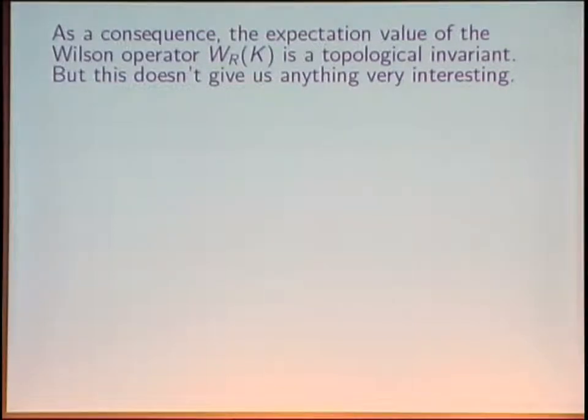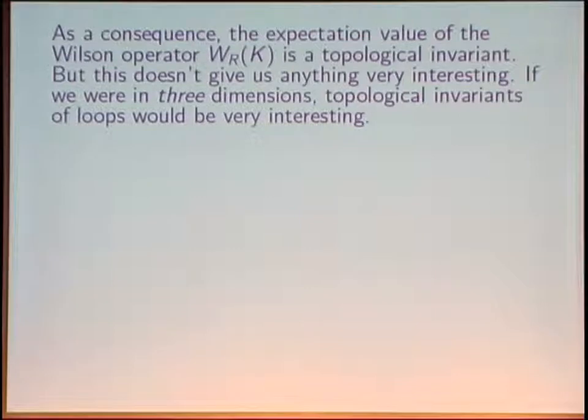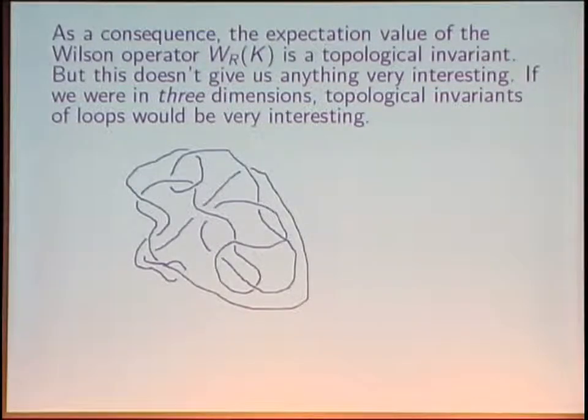Now, because of the facts I've said, the expectation value of the Wilson loop operator, W_R of K, for any loop K and any representation R, is a topological invariant. But that's not interesting in the setup I've explained so far. If we were in 3 dimensions, topological invariants of loop operators would be interesting. That's because in 3 dimensions, a loop can be a hopelessly tangled mess like I've drawn there. So a topological invariant for a loop operator in 3 dimensions would be a knot invariant. And there are all kinds of knots. And having a way in quantum field theory to calculate an invariant of knots can be something interesting.